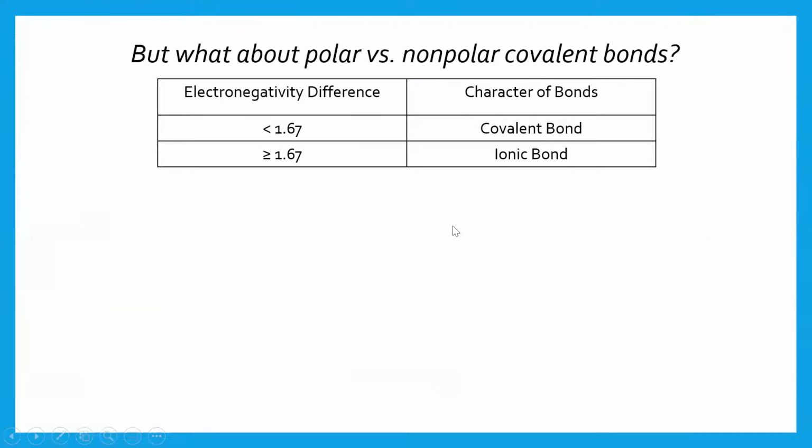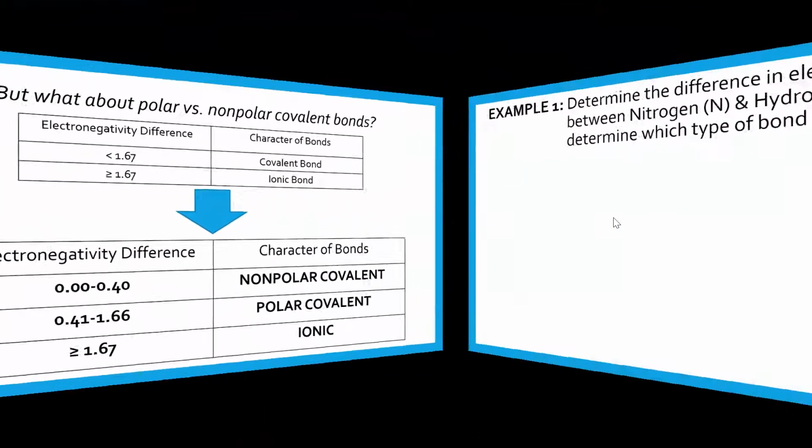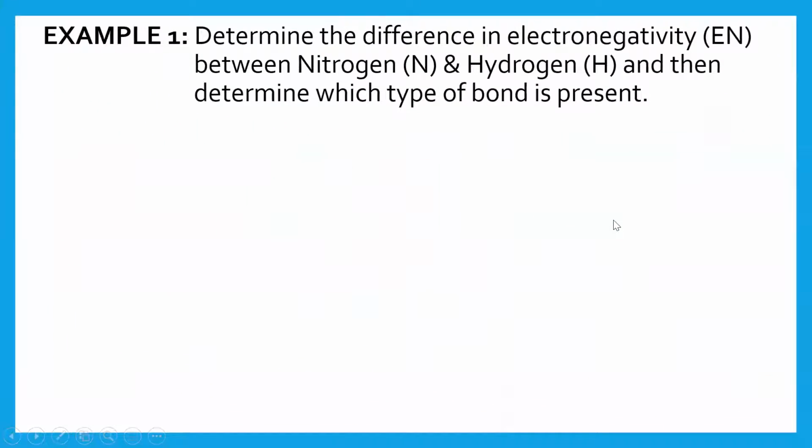Taking this chart and breaking it down even further, once again, greater than or equal to 1.67, a difference of that will be an ionic bond. Anything less than that will be covalent, but we can specifically say between 0.00 and 0.4, it will be nonpolar covalent. From 0.41 up to 1.66, it is polar covalent. So let's actually do some problems and determine how this works.